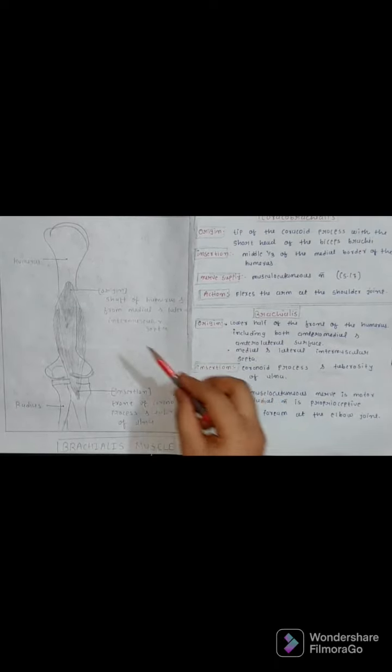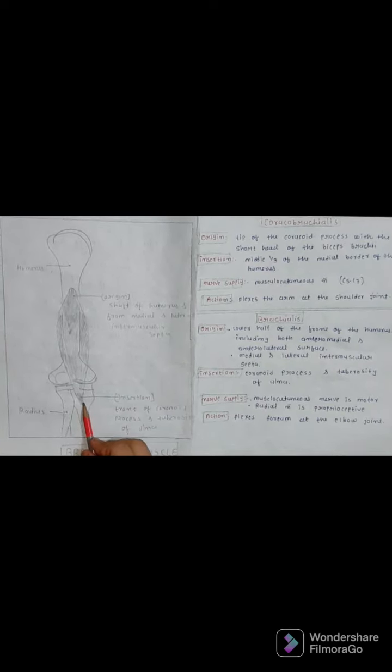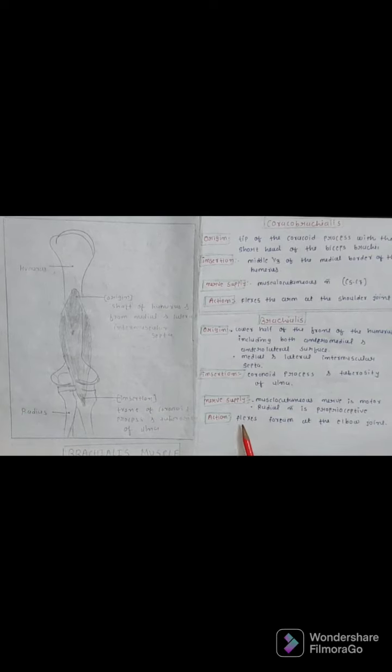Insertion: coronoid process and tuberosity of the ulna. We can see here the insertion of the brachialis muscle into the front of the coronoid process and tuberosity of the ulna. Nerve supply: the musculocutaneous nerve is motor and the radial nerve is proprioceptive. Action of the brachialis muscle: flexes the forearm at the elbow joint.